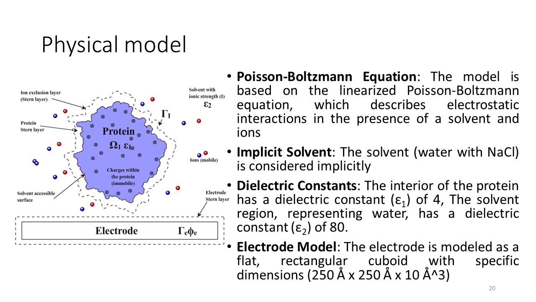Also, I consider that I'm going to have two dielectric constants, one for the protein and another for the solution. For the protein, I select the value of 4 because it was previously reported. For the solvent, I select the dielectric constant of water, so the value of 18.